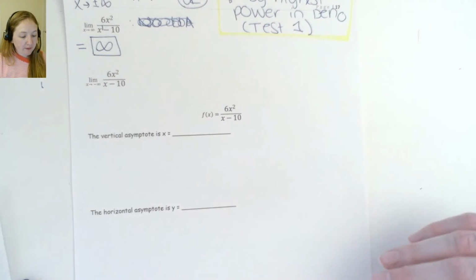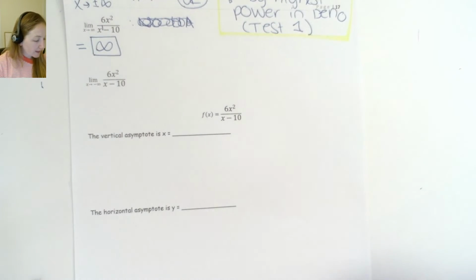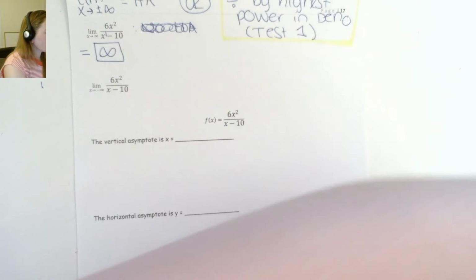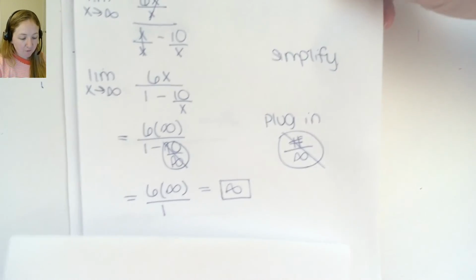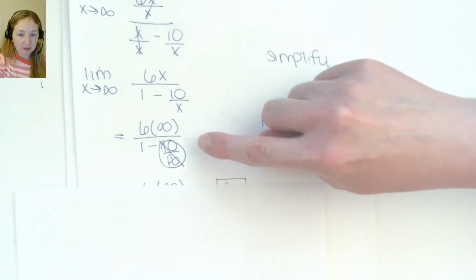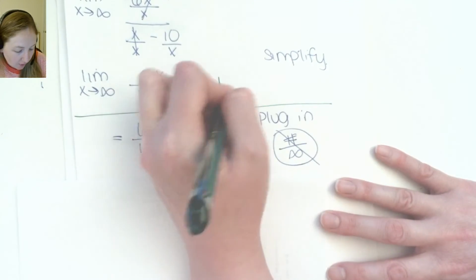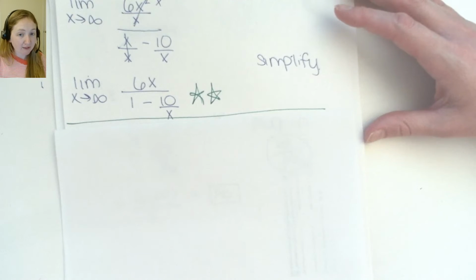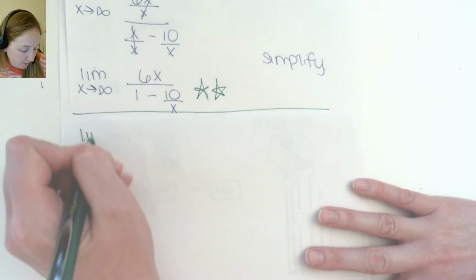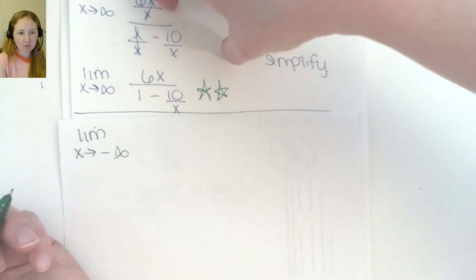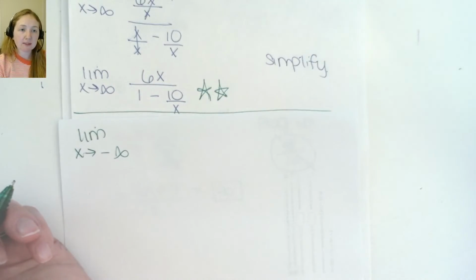Now, for the limit as x goes to negative infinity, we would do the same process, divide by the highest power in the denominator. And you can kind of work backwards here. So right before you plug in the infinity, you can kind of star that and say, okay, I'm going to come back to that when I look at the limit as x goes to negative infinity. So you don't have to do the simplify step twice because again, it's the same process.